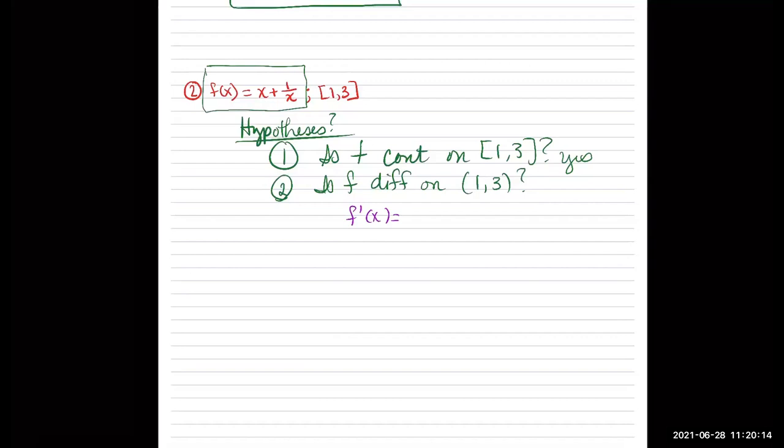Good, Jamie. The derivative of x is 1. The derivative of 1 over x is minus 1 over x squared. So I'm going to get a common denominator and just rewrite it so it's easier for me to look at. Okay, there's our derivative. So does our derivative exist on the interval from 1 to 3?